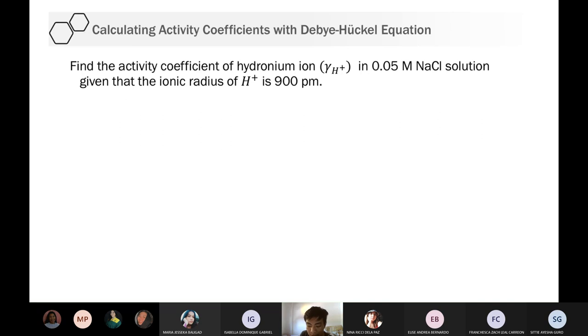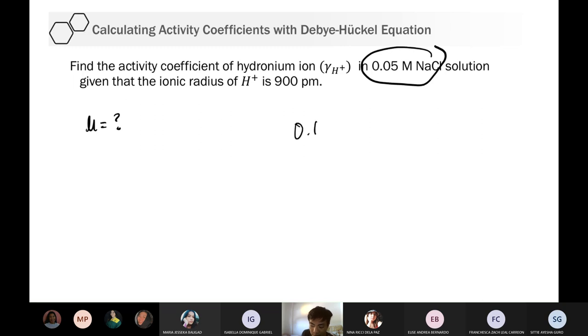Okay. Number 1, find the activity coefficient of hydronium ion in 0.05 molar sodium chloride solution. Given that the ionic radius of hydronium ion is 900 picometers. Okay? So, if you encounter this problem, first thing first is hanapin mo yung ionic strength. You solve for the mu first. Yun yung una mong gagawin. So, saan mo makukuha yung mu? Doon sa salt na given.